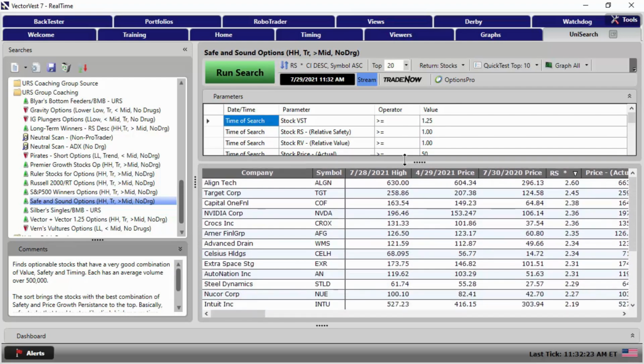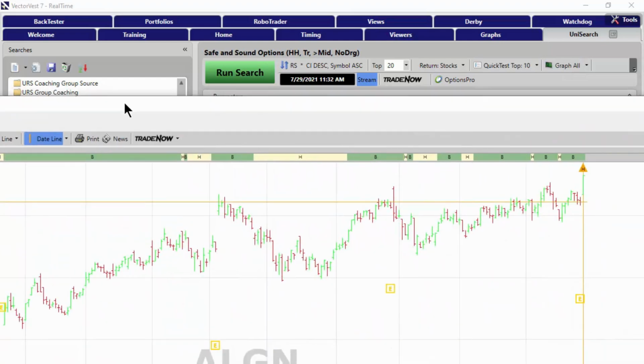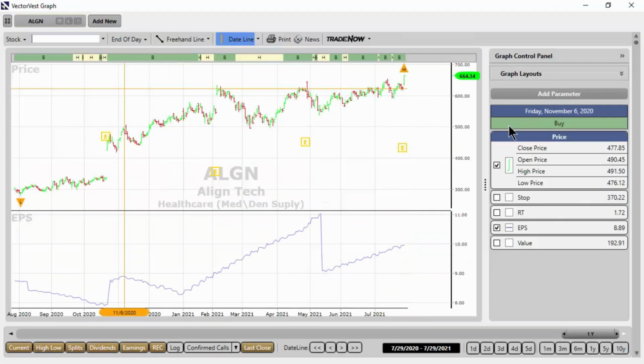All right, so we've got quite a few stocks to choose from. I always like to show the top 20, and we've got Align Technology, Target, Capital One. Now let me do this. In the upper right-hand corner, I'll simply click Graph All, and I'll bring that over to my current screen. I'm running in dual monitors. Now here's Align Technologies.